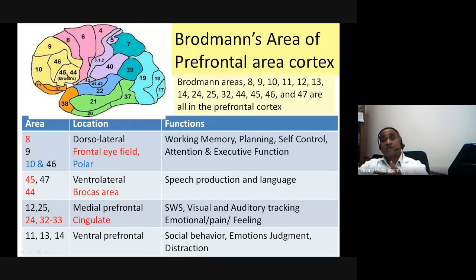It will say, come on, you say a particular word. Whatever I am doing, it is coming from the 47, and then 47 will ask the number 44, 45, that is Broca's area, to pronounce those words through the vocal cords.